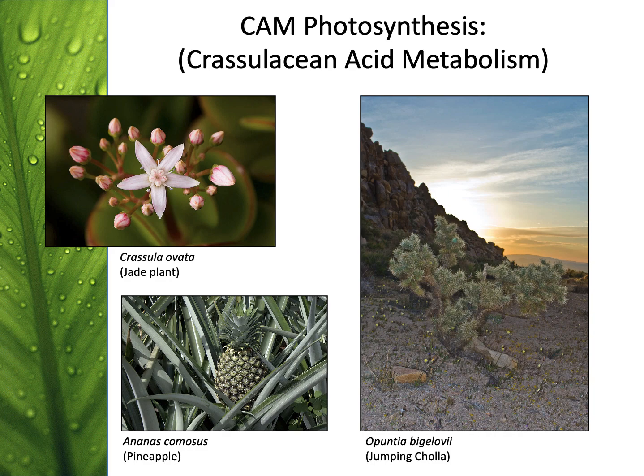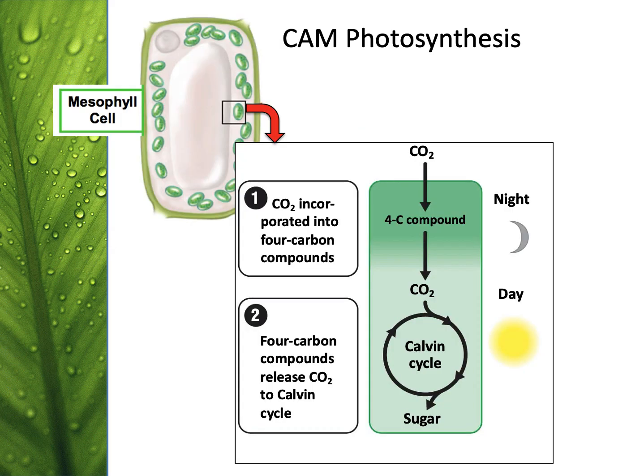CAM plants minimize photorespiration and save water by separating these steps in time between night and day. So this is kind of like a temporal relationship. Now at nighttime, CAM plants will open their stomata, allowing carbon dioxide to diffuse into the leaves. By opening at nighttime only, it is going to help the plants minimize water loss during the hot daytime.